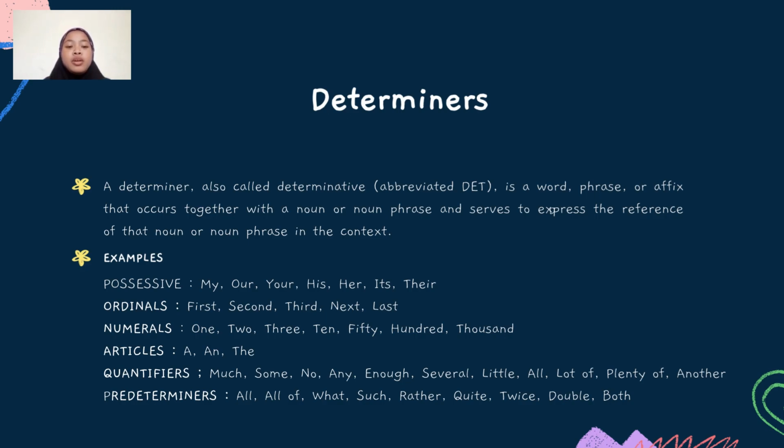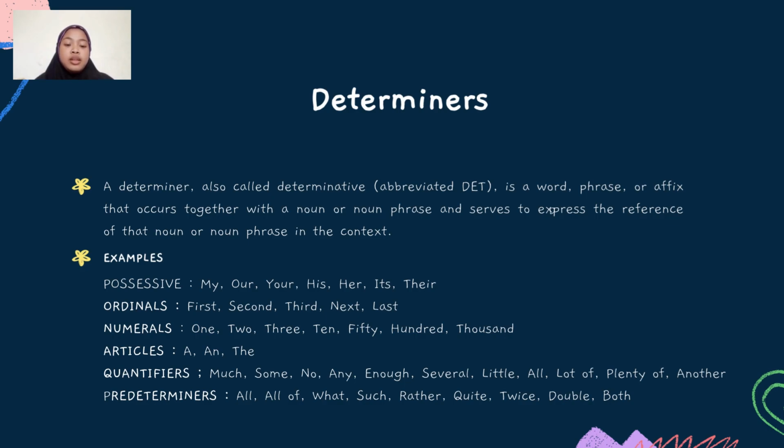A determiner, also called determinative, abbreviated DET, is a word, phrase, or affix that occurs together with a noun or noun phrase and serves to express the reference of that noun or noun phrase in the context. So the examples: possessives are my, our, your, his, her, its, their.